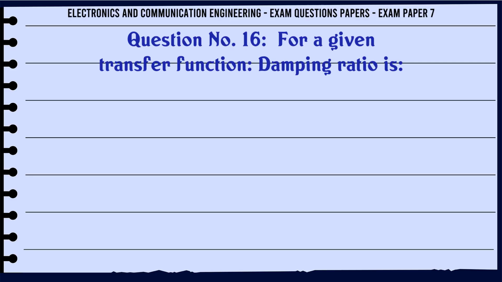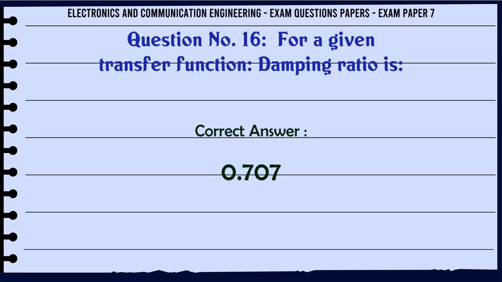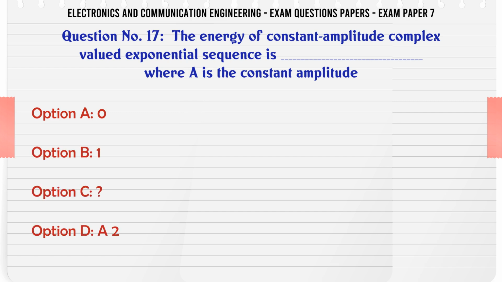For a given transfer function, damping ratio is A 0.707, B 0.695, C 1.414, D 0.798. The correct answer is 0.707. The energy of constant amplitude complex valued exponential sequence is, where A is the constant amplitude, A 0, B 1, C ∞, D A².